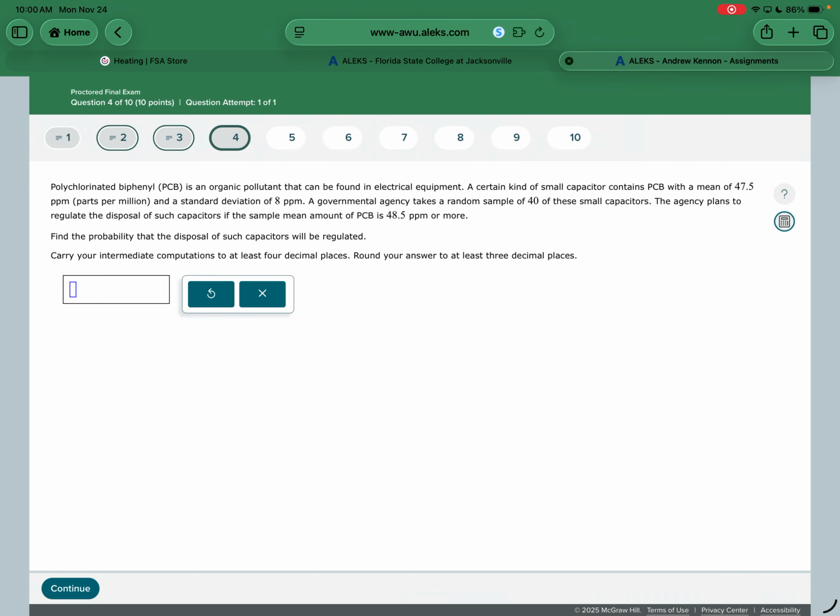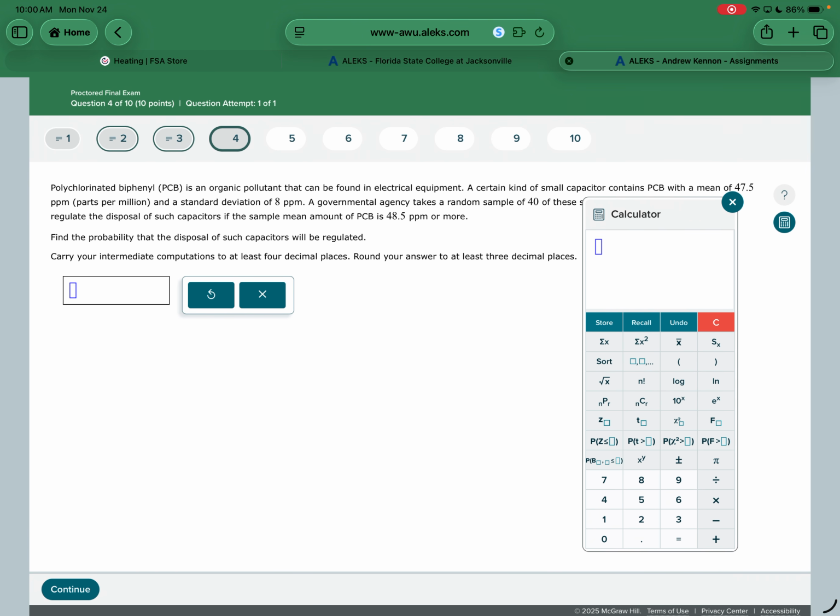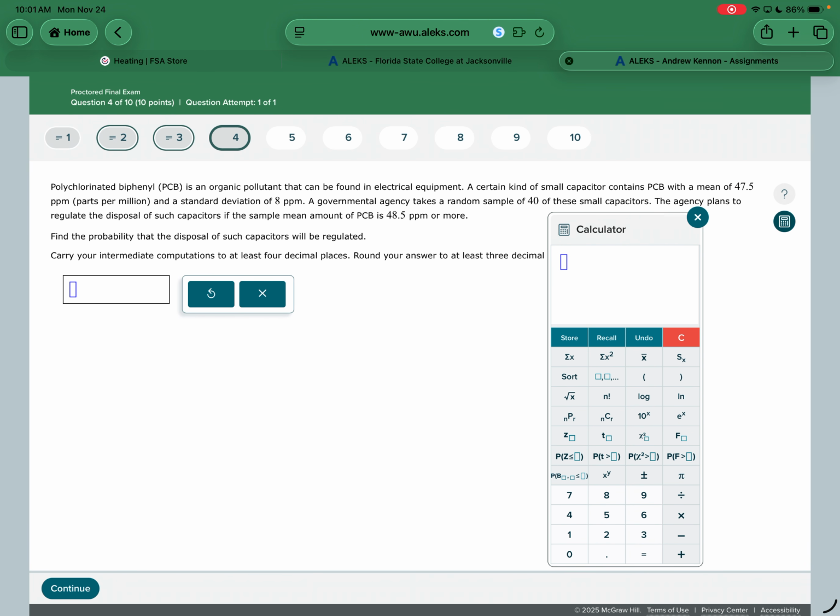Number 4. PCB is an organic pollutant that can be found in electrical equipment. A certain kind of small capacitor contains PCB with a mean of 47.5, standard deviation of 8. A government agency takes a random sample of 40 of these small capacitors. The agency plans to regulate the disposal of such capacitors if the sample mean is 48.5 or more. Okay, so the only thing different on this one, instead of sampling 1, we are sampling 40 of these. So we have to change our standard deviation. This one, again, is more, so we're going to do 1 minus, but we'll talk about that in a second.